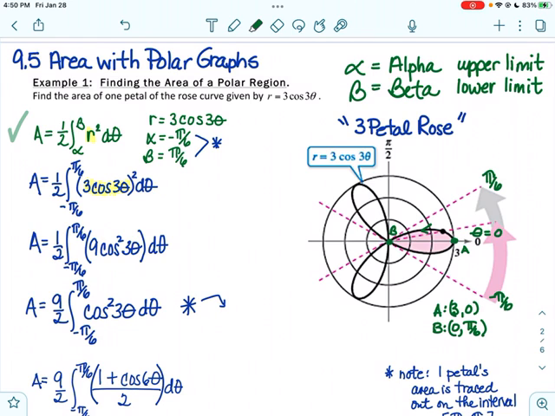If I start off at theta is equal to 0, I get 3 times cosine 0, which is 3 times 1, or 3. So I have that first point, 3, 0. And then I watch the behavior of the graph by going forward. Cosine is compatible with pi over 2, so I look for a compatible angle to put in. I notice that if I put pi over 6 in, I'm going to get cosine of pi over 2.